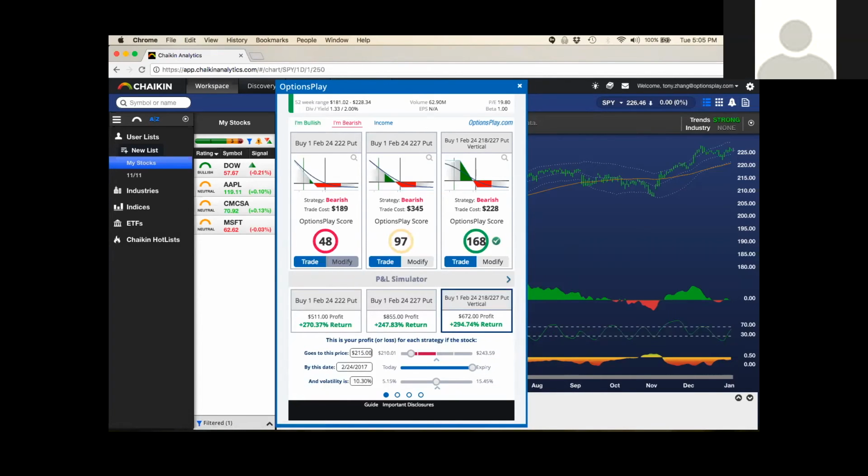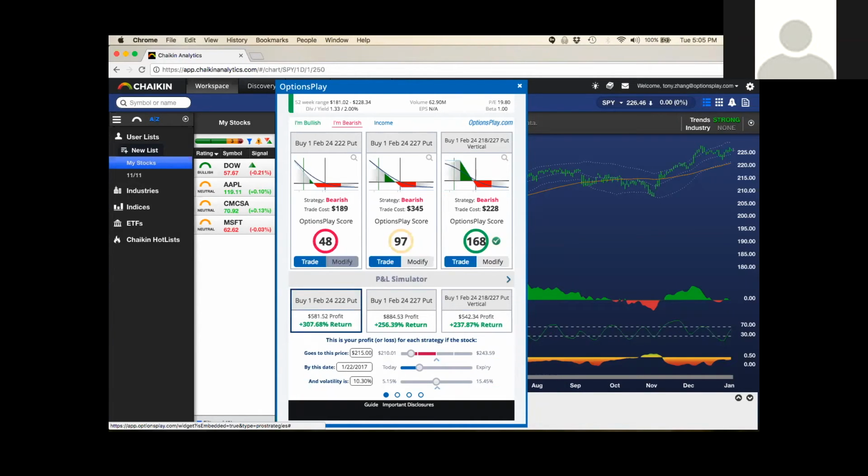And as you can see, I clearly see that these three strategies, each of them give me a nice return, but the strategy here on the right gives me the highest return, a 294% return. And for those of you who expect a shorter term move, meaning you expect the S&P 500 to correct very lower very quickly, maybe you expect that move to happen in a very short period of time. Maybe you expect it to happen right after inauguration.